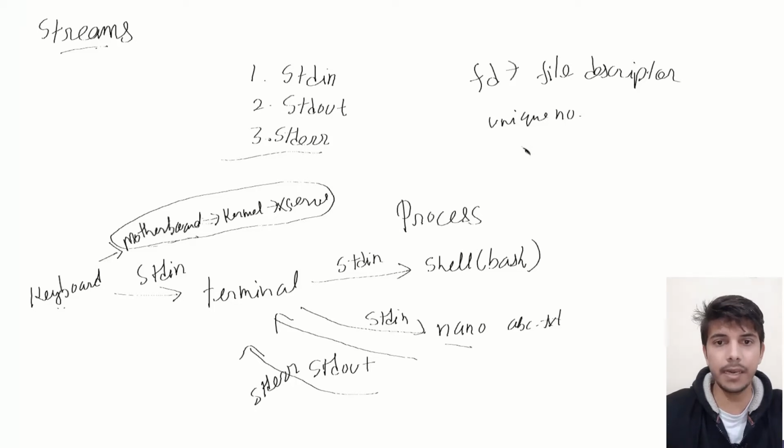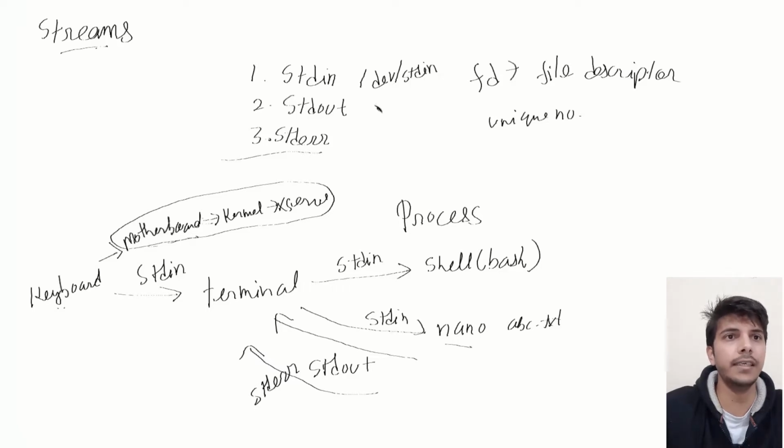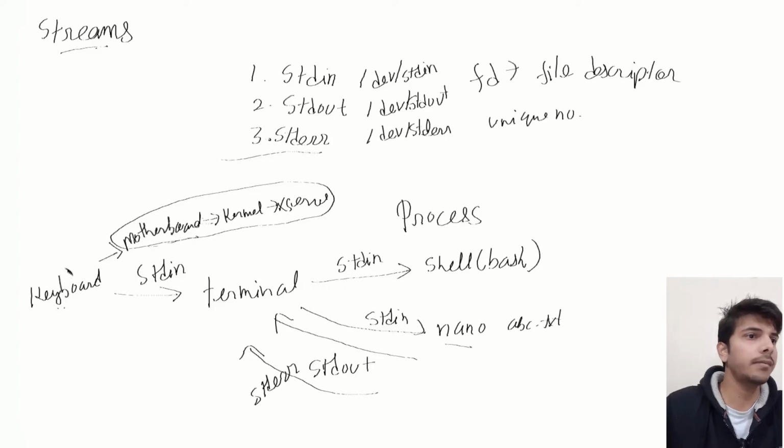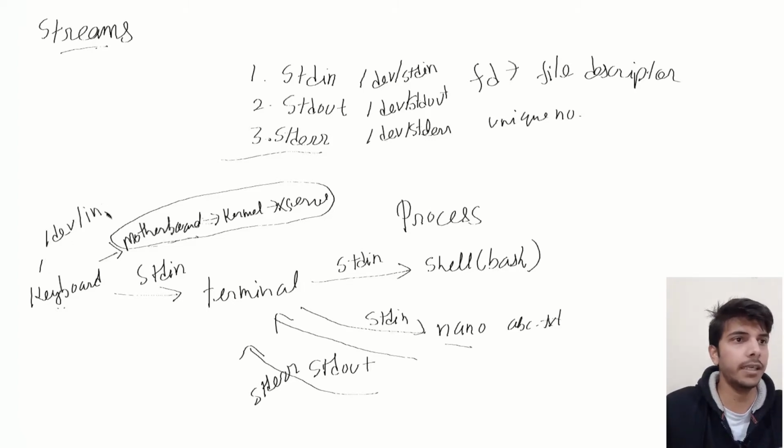Now remember that everything in Linux is a file. These streams are also treated as files. If you want to view them, they are located inside /dev, and there you will find STDIN, STDOUT, and STDERR. Similarly our keyboard is also treated as a file. If you want to view it, this is actually /dev/input. So devices are also treated as files.